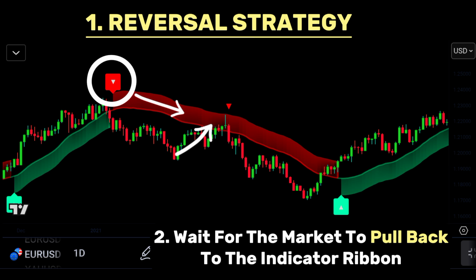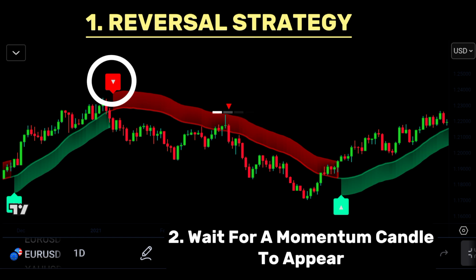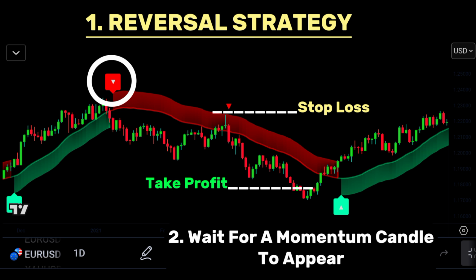But if the market is still trading within the red ribbon, we wait for the third and final step, which is to wait for a bearish momentum candle to appear. And when the momentum candle appears, we take the trade, placing our stop loss above the momentum candle and our take profit targets at least 3 times the size of the stop loss.